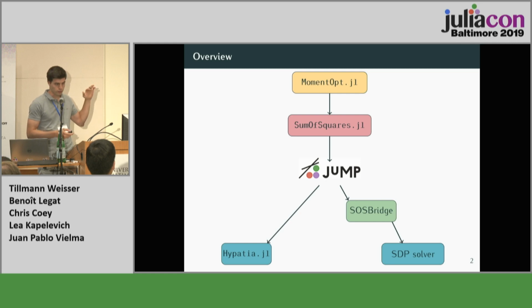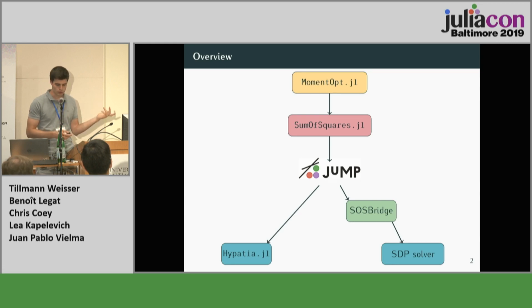So I talk about JuMP. I talk about the bridges mechanism, which is used by SumOfSquares and the SumOfSquares extension of JuMP. Then Tillmann talks about the moment extension of JuMP, which made use of sum of squares, and Chris will talk about the Hypatia solver. And basically, the thing is that sum of squares creates sum of squares constraints. And this sum of squares constraint can be reformulated into semi-definite programming. So if you use any semi-definite programming solver, you want to reformulate this into a semi-definite programming constraint. But if you use Hypatia, which supports sum of squares constraints, you don't want to do this reformulation. And so this will be achieved by bridges, which are automatically enabled if needed.